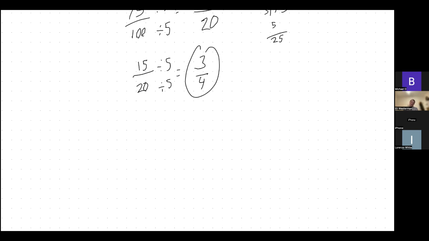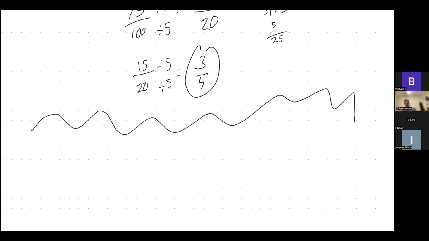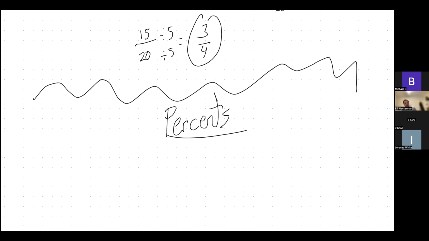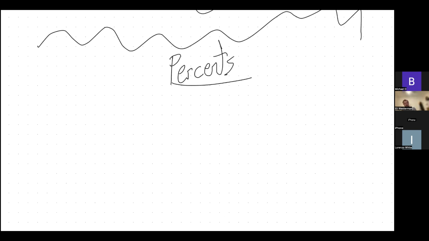So that's fine. Let's talk about percents and percentages now. This is getting into the weeds here. Let's talk about percents. All right, so the symbol for percent is this.